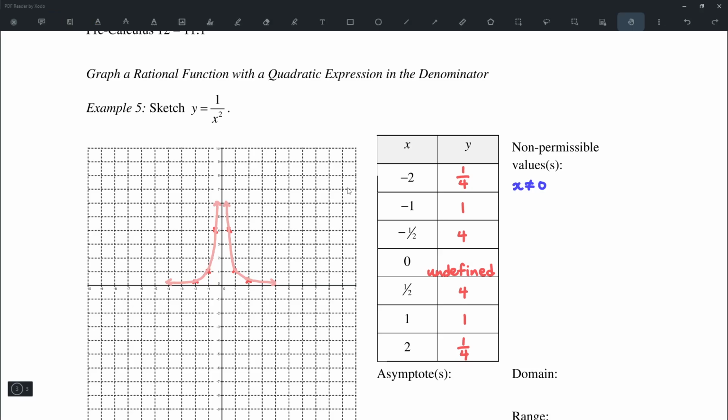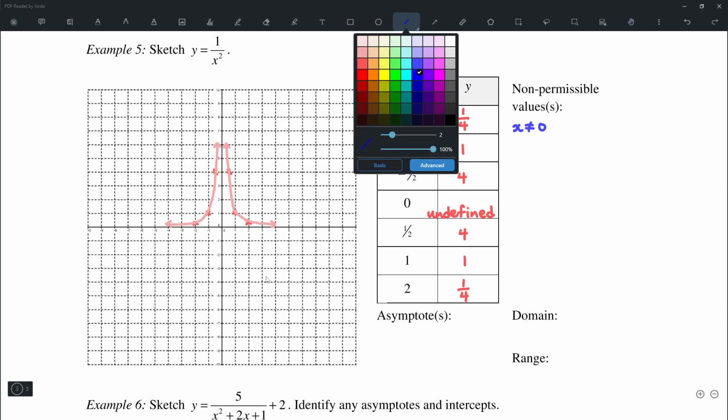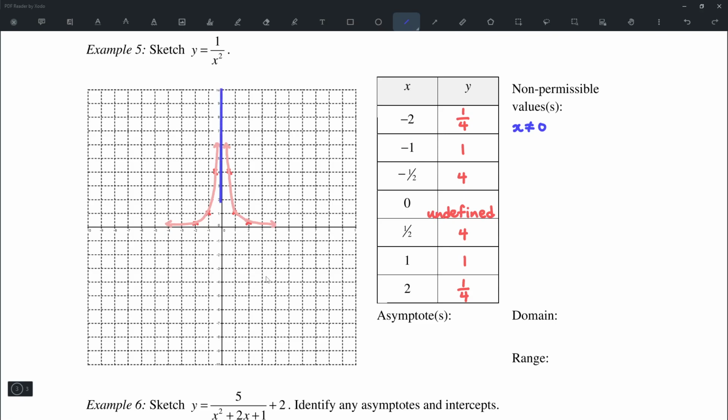So once the points are drawn, we can see that some of the behaviors are like example 1. So for example, there's an asymptote at x equals 0, since if the x values approach 0 from either side, they'll increase, but they will never be 0 because of the non-permissible value here.